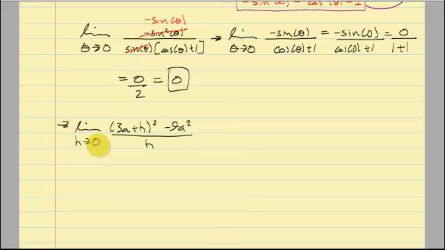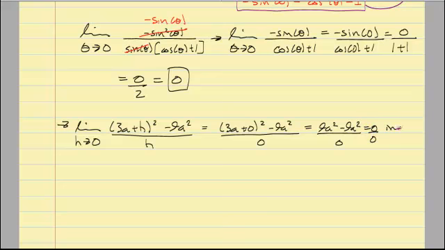If a would have been approaching 0, h would have been the constant. But this tells me what my variable is. H is my variable. That must mean a is a constant. So in working with this, I'll plug directly in. And when I plug directly in, I get (3a plus 0) quantity squared minus 9a squared all over 0. So (3a) quantity squared is going to be 9a squared minus 9a squared over 0. This is 0 over 0, which is indeterminate.